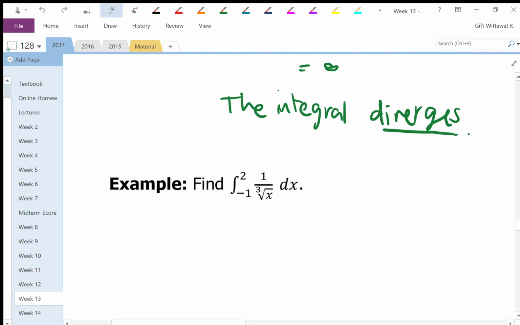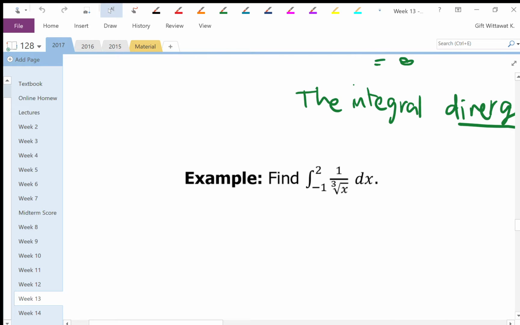Okay, let me move on to my last example. I have the integral of 1 over the third root of x from negative 1 to 2. Once again, at first glance, this seems like a pretty safe function to integrate. It's not going all the way to infinity, so what's wrong with this thing?